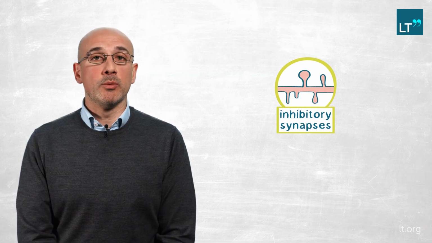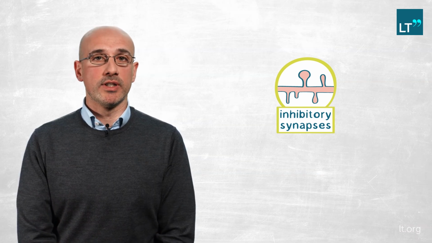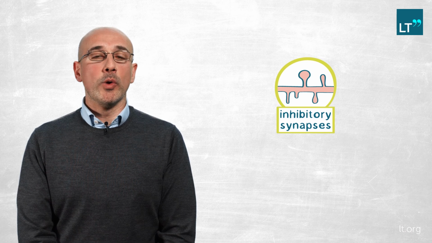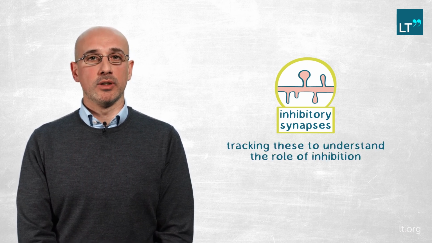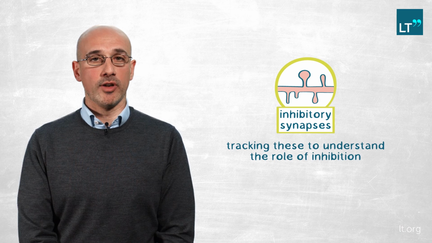This is only the tip of the iceberg. So far, we've been looking only at excitatory synapses, that is, synapses that transfer positive information from one neuron to the other. However, there are also inhibitory synapses, which regulate very tightly the flow of information between neurons. Recently, we were able to label inhibitory synapses, and now we are tracking these synapses to understand the role of inhibition in structural plasticity of the hippocampus.